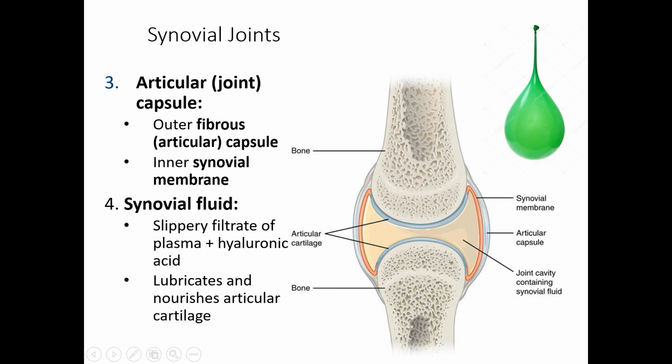To understand better what synovial membrane is, imagine a balloon filled with water, and we take that balloon and we place it between two bones, and that is your synovial membrane, thin membrane, filled with synovial fluid. Synovial fluid is a slippery filtrate made of blood plasma and hyaluronic acid. It is for lubrication and nourishing that articular cartilage and to prevent friction when we move our bones.